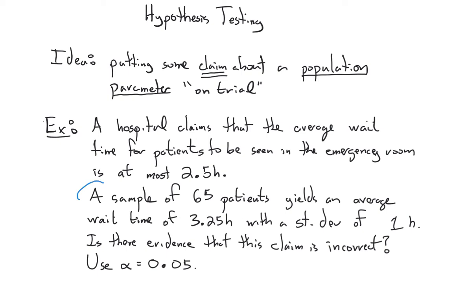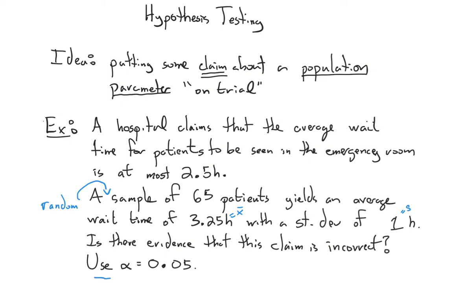Let's say that this sample was indeed random, and it was independently sampled as well. So we're good there. And we want to know, is the data that we collected evidence against the claim the hospital is making? Given our data, our sample mean, and our sample standard deviation, is this evidence that the claim that's being made is incorrect?